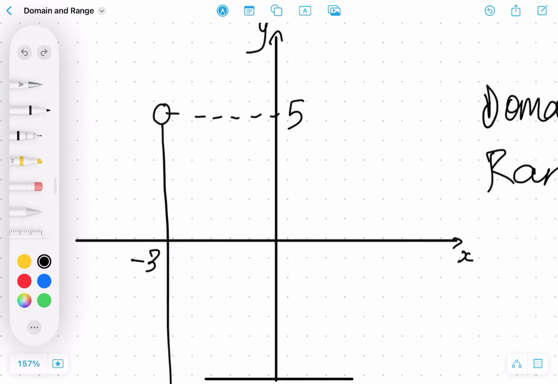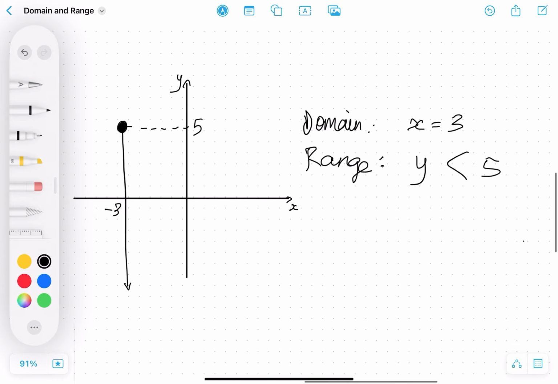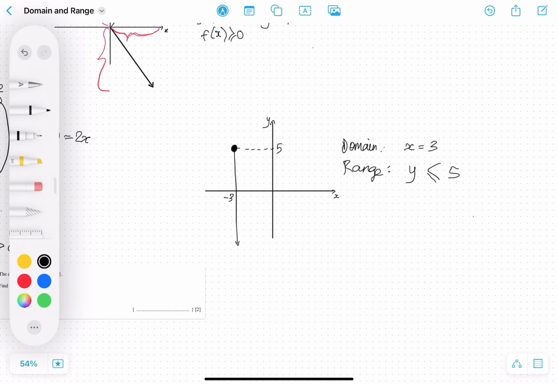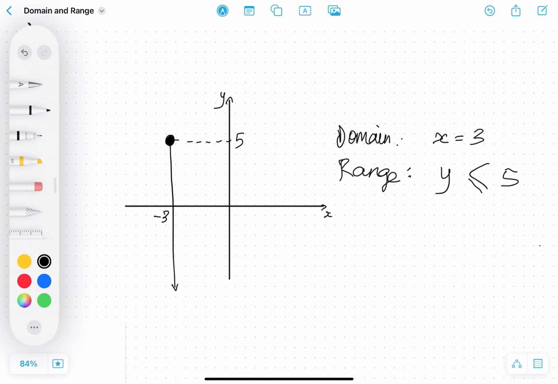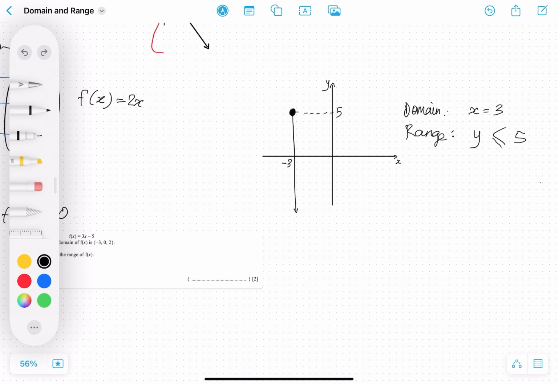And now if you change this slightly and if you shaded this in, now the 5 value is included. So we can see the range is now y is less than or equal to 5. So it's important that you remember this concept of unshaded and shaded circles. That's quite important as well.